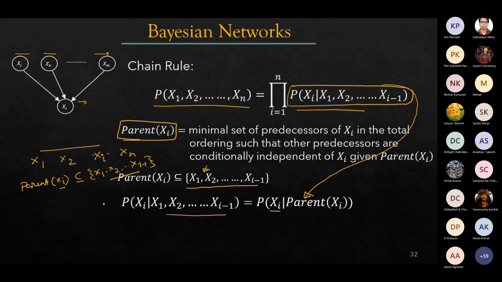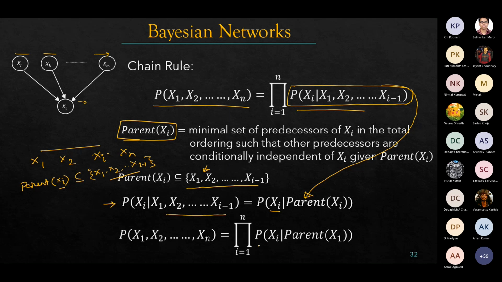Good. If we assume this, then this chain rule can be written by plugging in this probability of xi given x1 to xi minus 1 inside this big product. And whatever we get, these are the factors of our joint probability distribution.